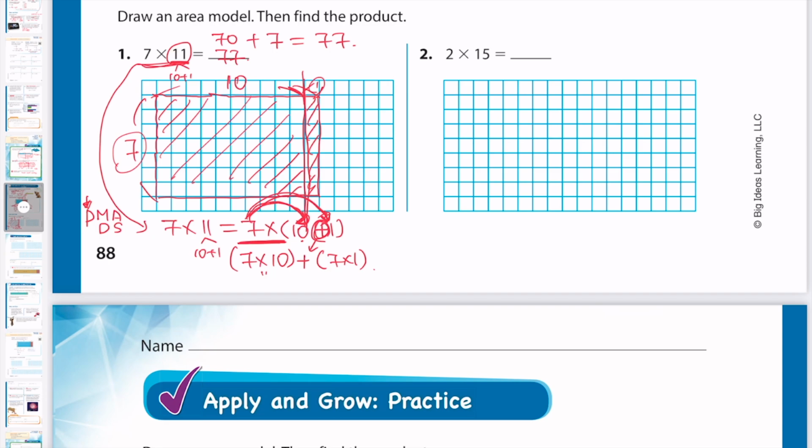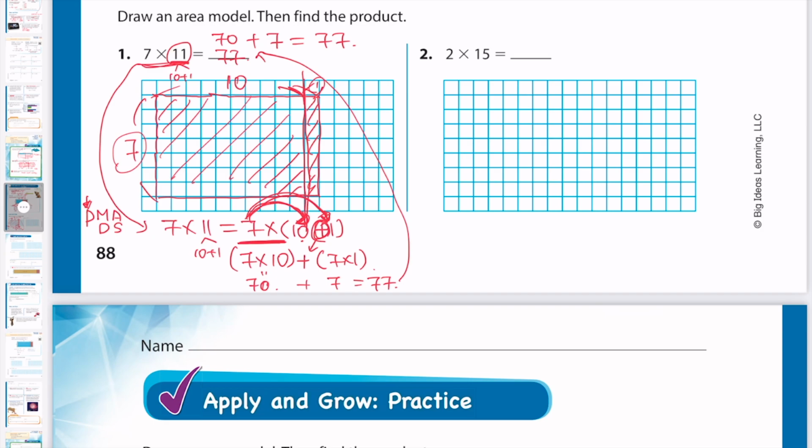So I'm going to do this. 7 times 10 is what? 70. And 7 times 1 is what? 7. When you add them together, it's going to be 77, right? That's here. Yep. All right, let's move on to number 2. I think I explained too much. Not necessarily. I'm sure you guys got it.